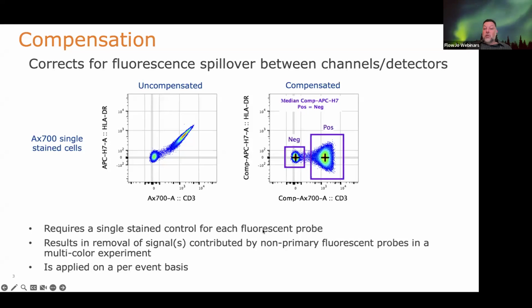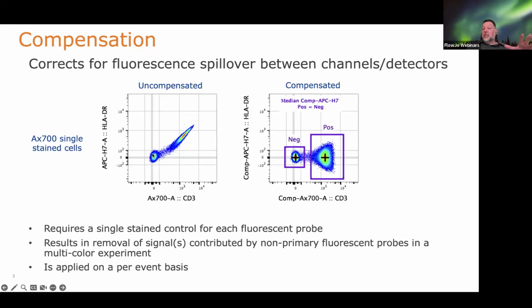Every fluorescent probe you use has to have a single color control so we can capture the emission of that color and then correct for the spillover across all the detectors that you have enabled on your instrument. This process results in removal of the signals that are contributed by non-primary fluorescent probes in a multicolor experiment, so into all the detectors that it's not supposed to be picked up in.